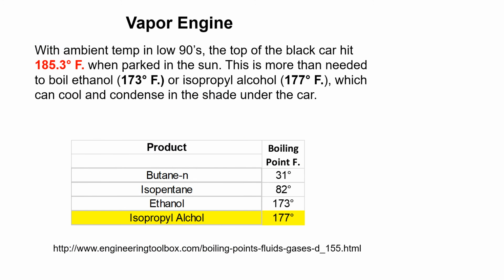With ambient temperature in the low 90s, the top of the black car hit 185.3 degrees Fahrenheit when parked in the sun. This is more than needed to boil ethanol at 173 degrees or isopropyl alcohol at 177 degrees, which can cool and condense in the shade under the car. It will not be that hot under the car.